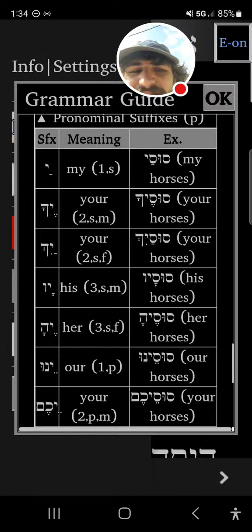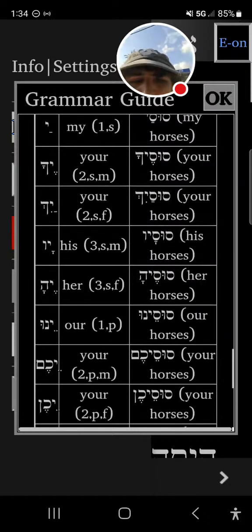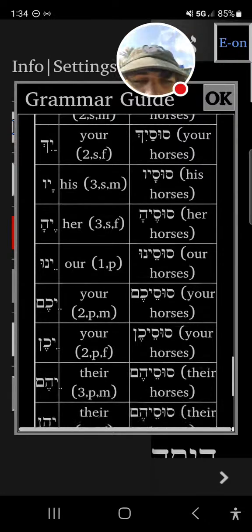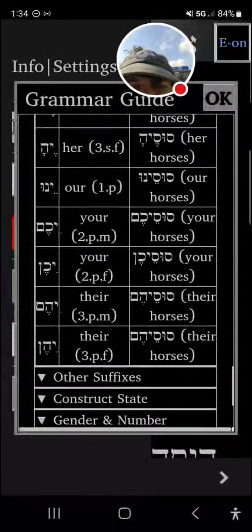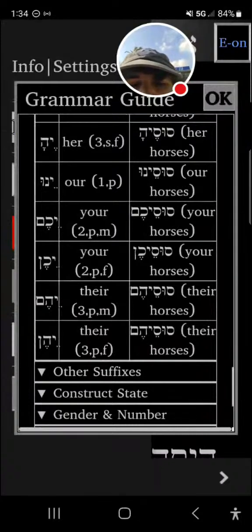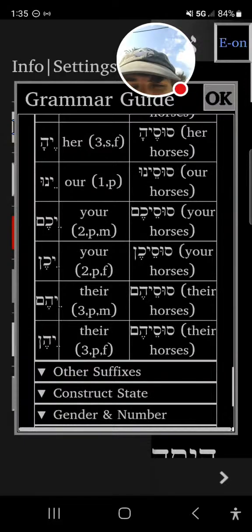Susayich, your horses, female. His horses, susav. Her horses, suseha. Our horses, suseinu. Your horses, in the masculine, susechem. Your horses, in the female, susechen. Their horses, susehem. And now again, their horses, but in the female, and there's a typo here, it should be susehen, like you see on the left where they give you the yud hey nun. That's correct, but they made a typo here. They meant susehen with a nun at the end. Okay.